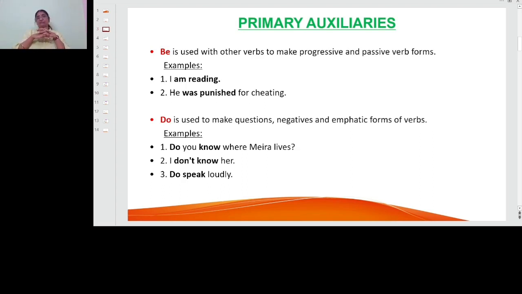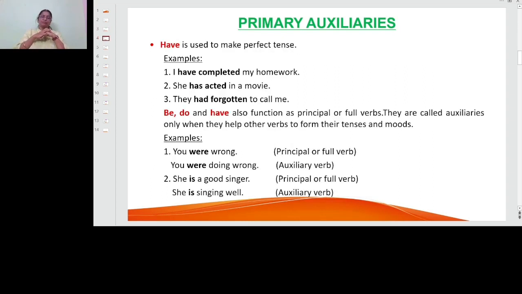And the emphatic form of the verb. Do speak loudly. I want you to speak loudly. Do speak loudly. I'm emphasizing. I'm pressurizing you to do that. Right? In these things, you use the do form of the verb. Now, have. Have is used to make perfect tense.